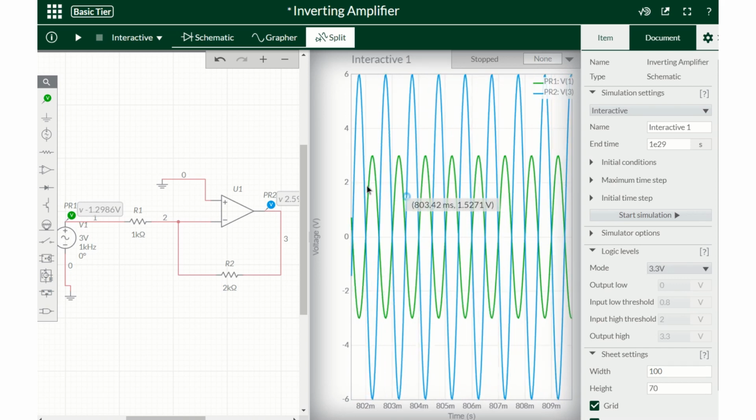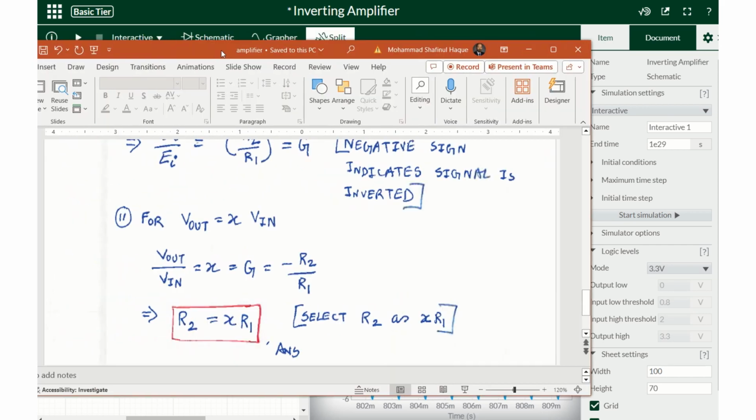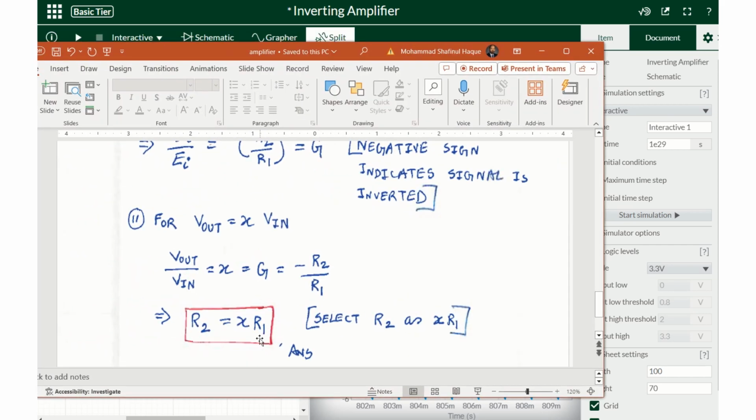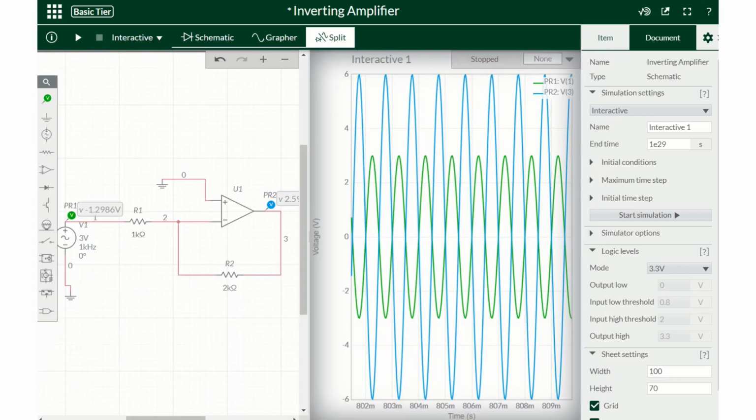Now you see the output voltage, which is the blue, is 6 and the input voltage is 3. That means we have made a gain of 2, and that's by the derivation we had. If the feedback resistor R2 is twice the input resistor, your gain should be 2. So we have amplified our input voltage by 2.